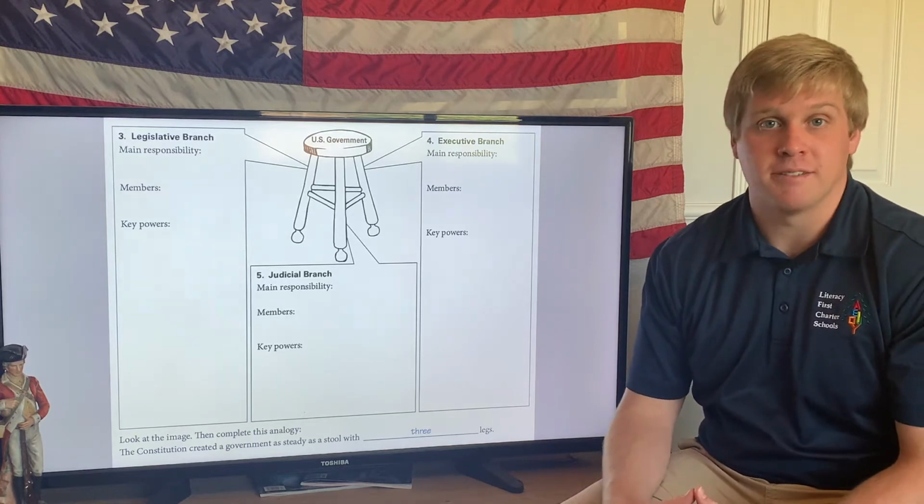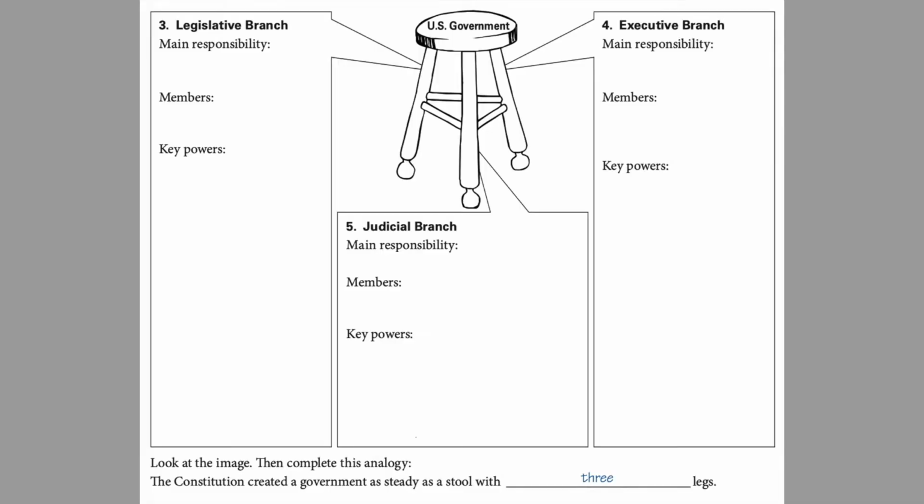So let's get started. First off, the main responsibility of the legislative branch is to make the laws for our country. And the people that make these laws consist of senators and members of the House of Representatives. These are the people that represent their states. Some of their key powers include the following. They can write and pass bills. They can overrule presidential veto with a 2/3 majority.